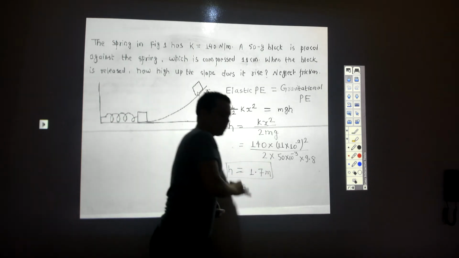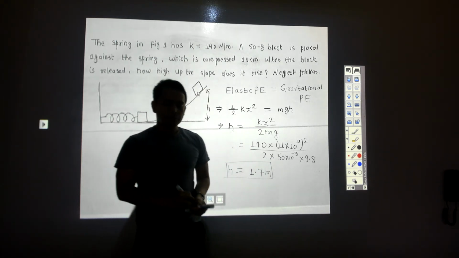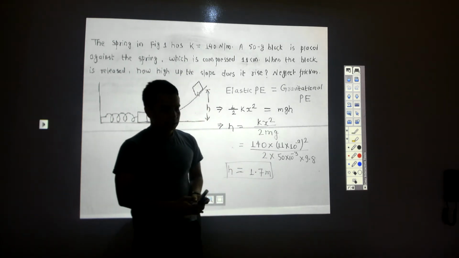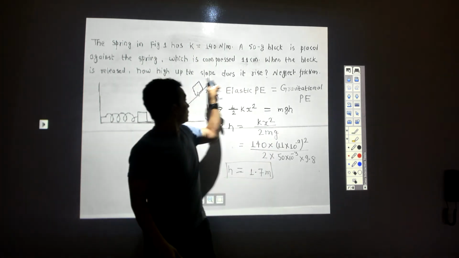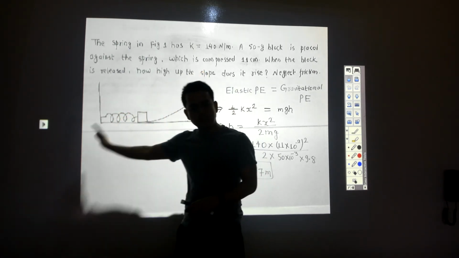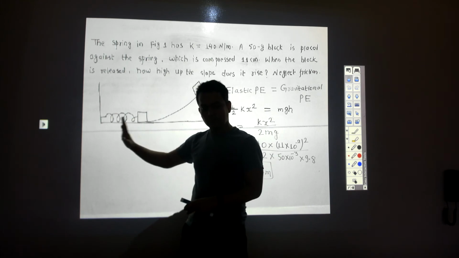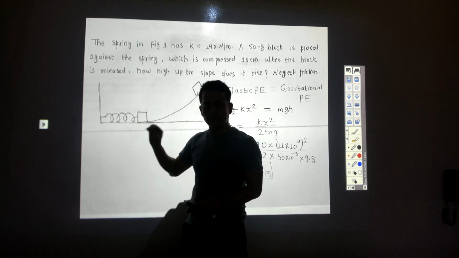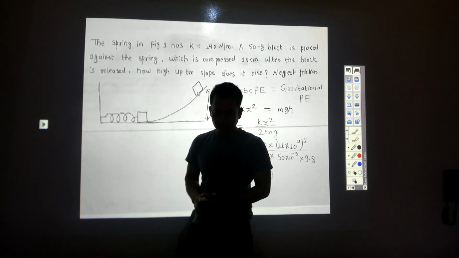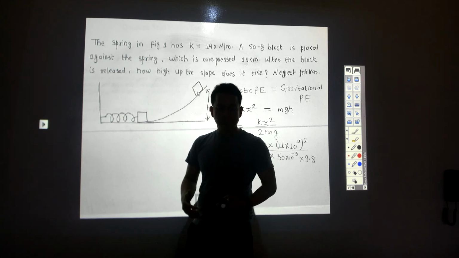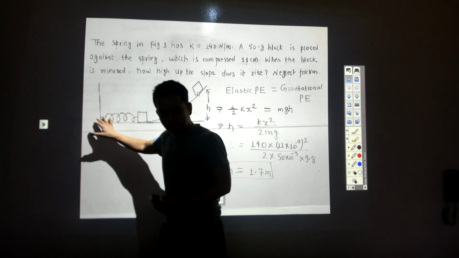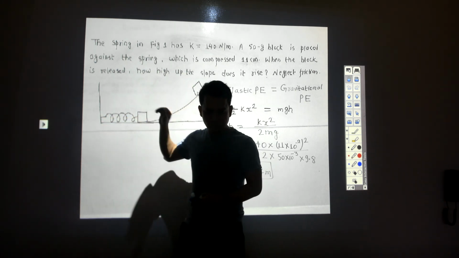Let me tell you one thing before I wrap up this problem. If you assume there is no frictional force, what will happen? This block will go to a certain height and come back and compress the spring again, then go back again, and there will be an oscillatory motion that will continue forever if there is no friction. But that does not happen. There is always some friction in the system, so it will stop at a certain point. But if there is no friction, this block will go up, come back, compress the spring, go back again, and there will be an oscillatory motion.